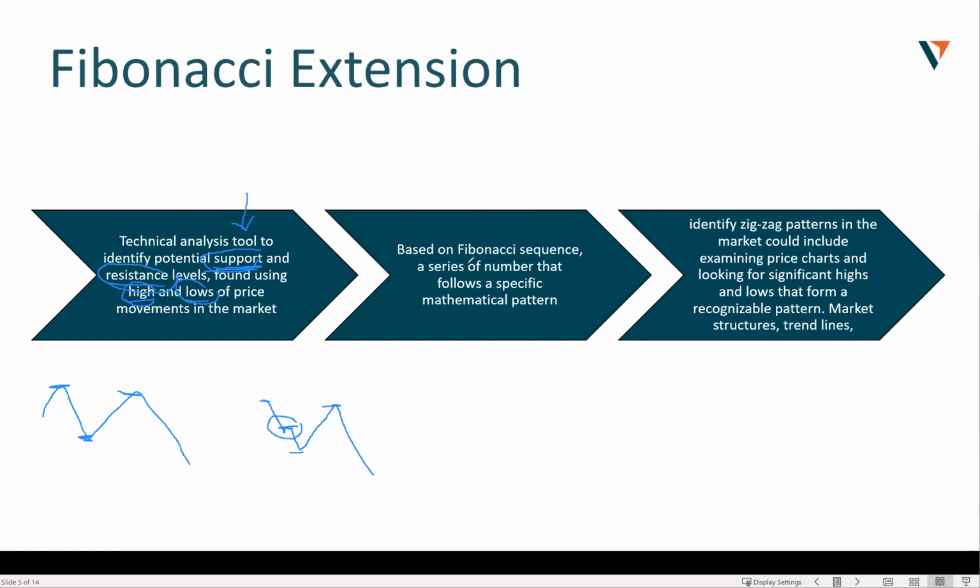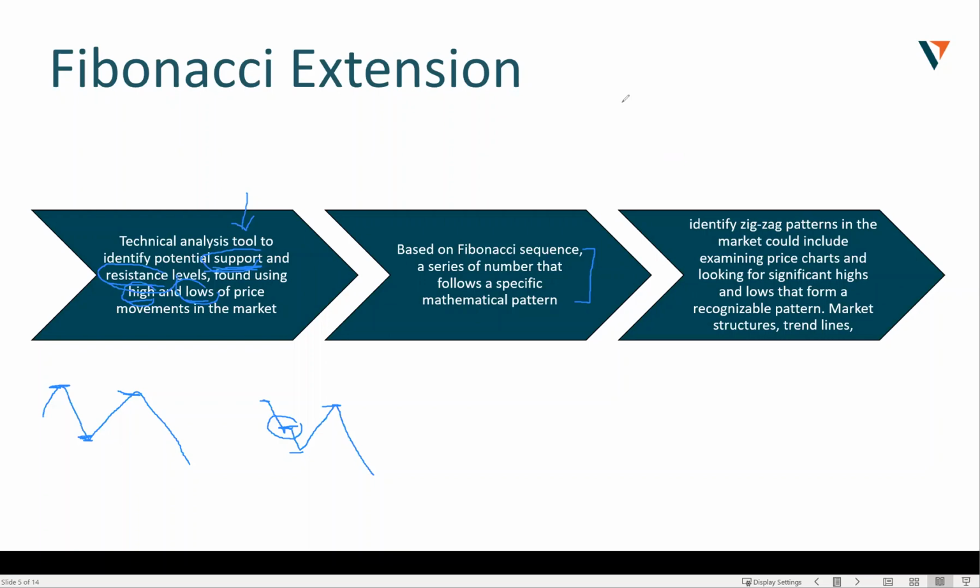So the Fibonacci sequence is just a series of numbers that follow a specific mathematical pattern. You don't have to know how to calculate the Fibonacci extension, right? Essentially, on TradingView there is a tool that allows you to project and actually shows these levels, right? So we're able to project these extension levels.